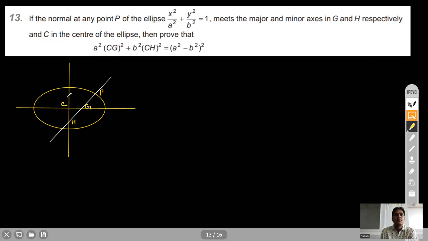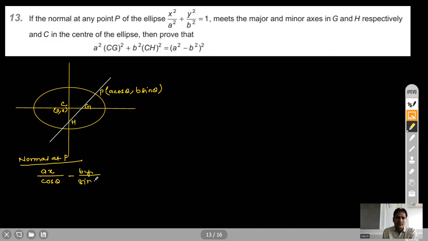And C is the center. So definitely the center of the ellipse will be 0, 0. So the center will be the origin, right? And let me take this point P as A cos theta comma B sine theta in parametric form. So I will write the equation of normal at P. Equation of normal at P, that will be A x upon cos theta minus B y upon sine theta is equal to A square minus B square. Is it okay?